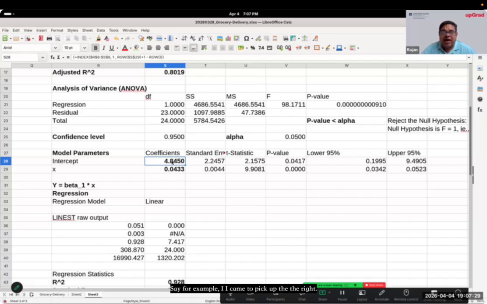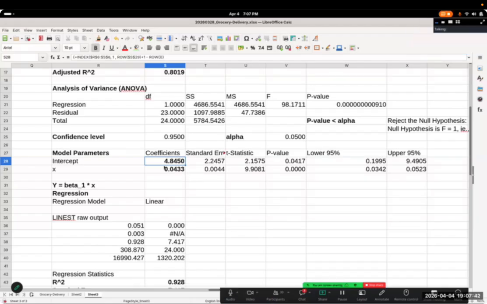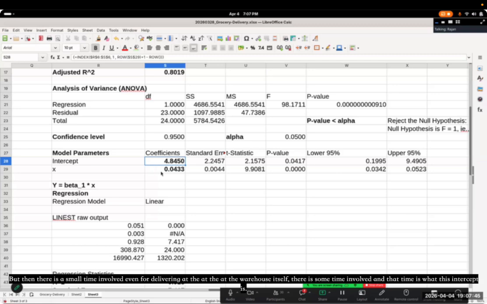Say, for example, this is the brochure, right. So take the approach when your delivery person... the distance this person travels is 0. But then there's a small time involved, even for delivering at the warehouse itself. There is some time involved, and that is what this intercept is.